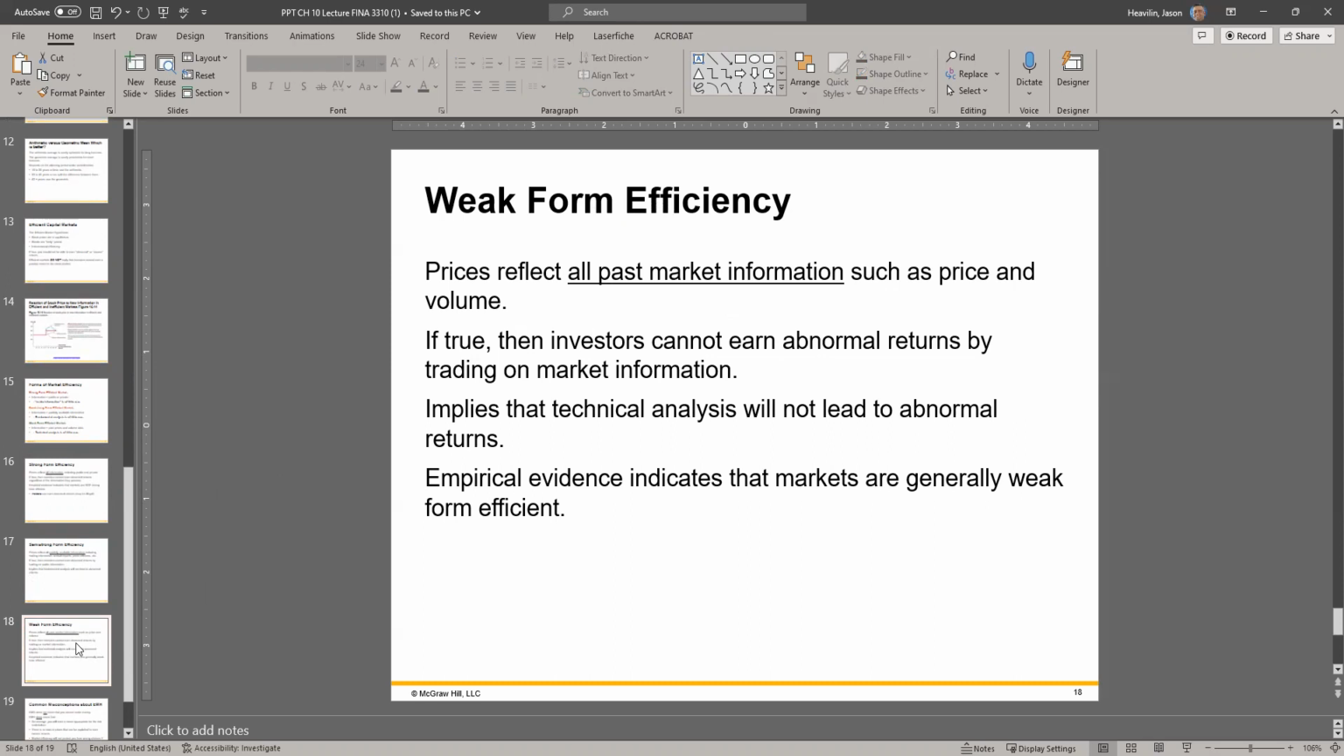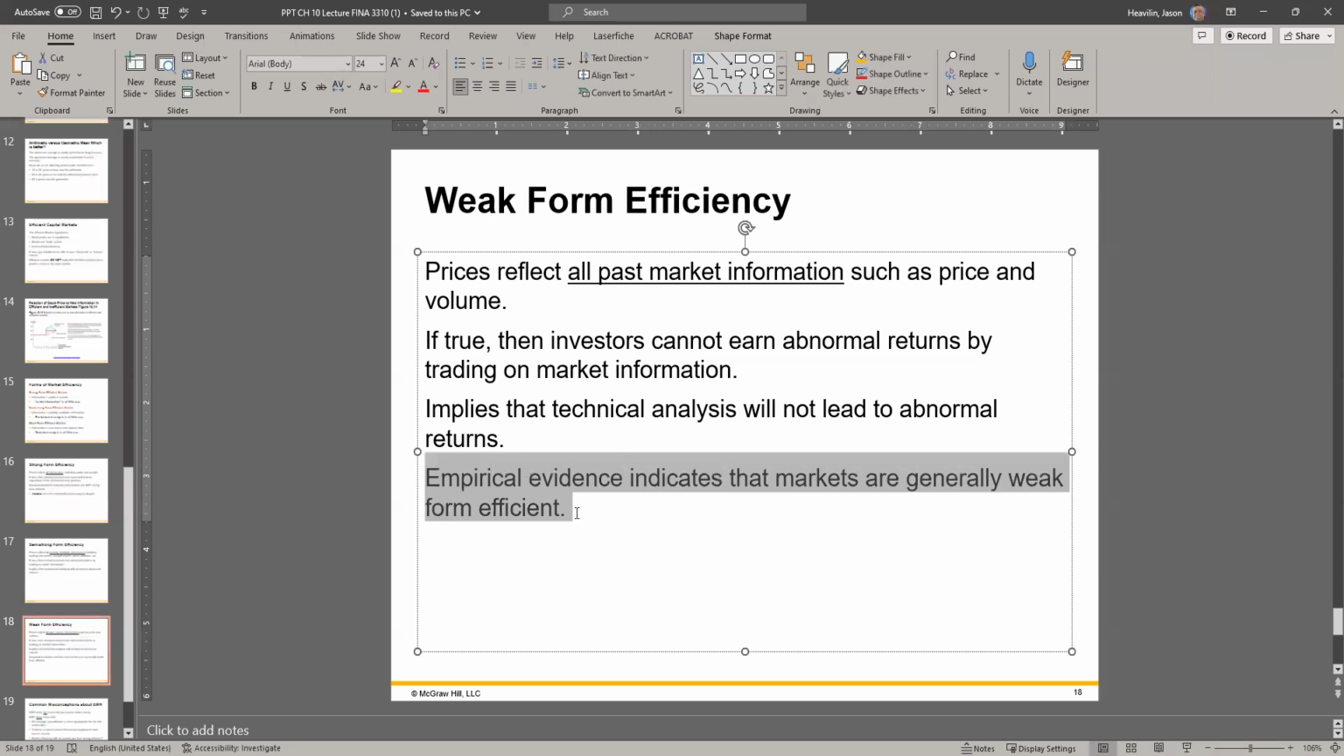Weak form efficiency, prices reflect all past information. This is the technical analysis side, only past information. Empirical evidence indicates that markets are generally weak form efficient. On average, we are semi-strong. The reason this comes up mainly is because there's a lot of trading activity. And a lot of trading activity is done through technical analysis, especially in this day and age with a lot of technology involved, where they can do things really fast with information as it changes on the market.